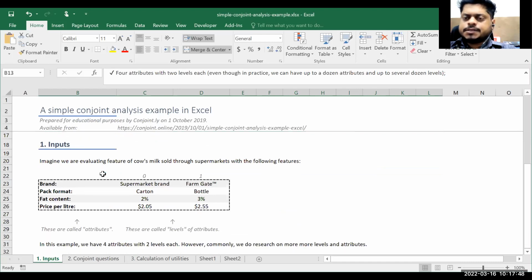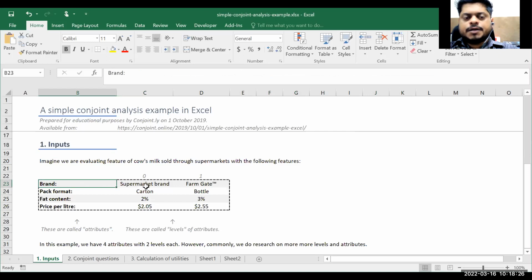Let's say a similar type of question, not exactly the same as what I had given you. These are the attributes we have discussed. Brand is one attribute, pack format is another, fat content in the milk is another, and price per liter. For each attribute I have two labels, though it is not necessary that they be the same. One attribute can have 4 or 5 labels, another might have 2. But ideally it should be 2 or more. It should not be that an attribute has only one label.